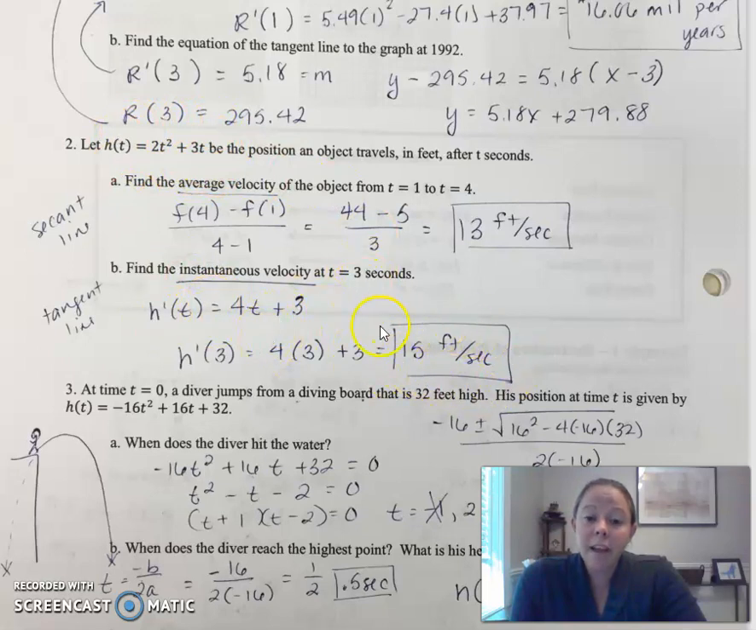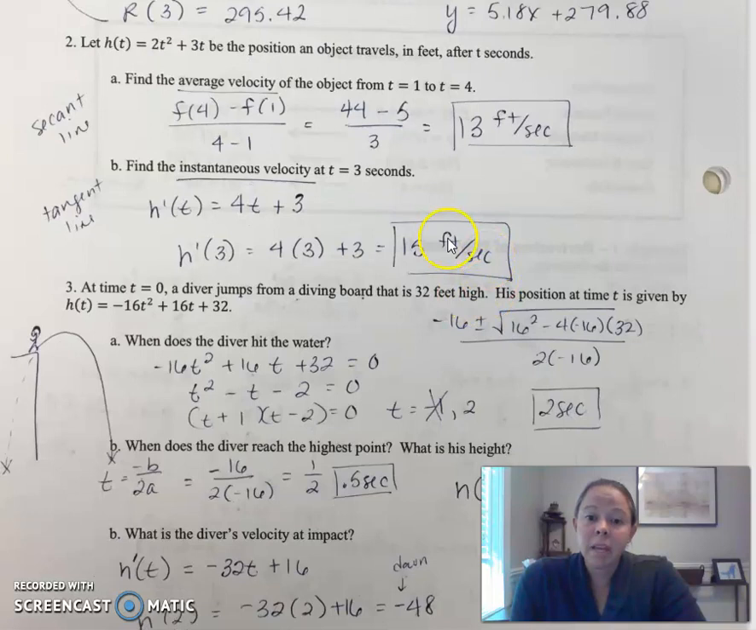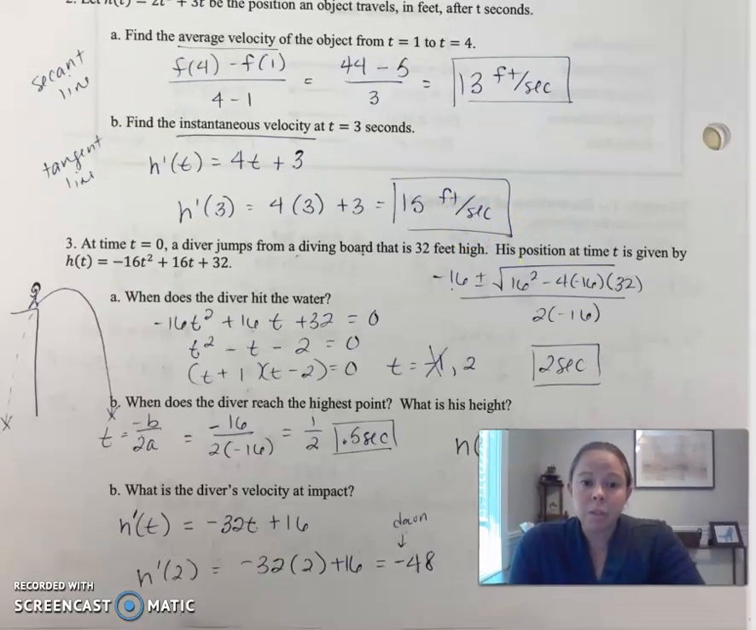And this is how fast that object is going at 3 seconds. That's pretty amazing. And the fact that it's positive means it must be going up still. Remember, velocity shows you direction. Had it been a negative velocity, we could say that's when your object is going down. And that should pop up on this next one.